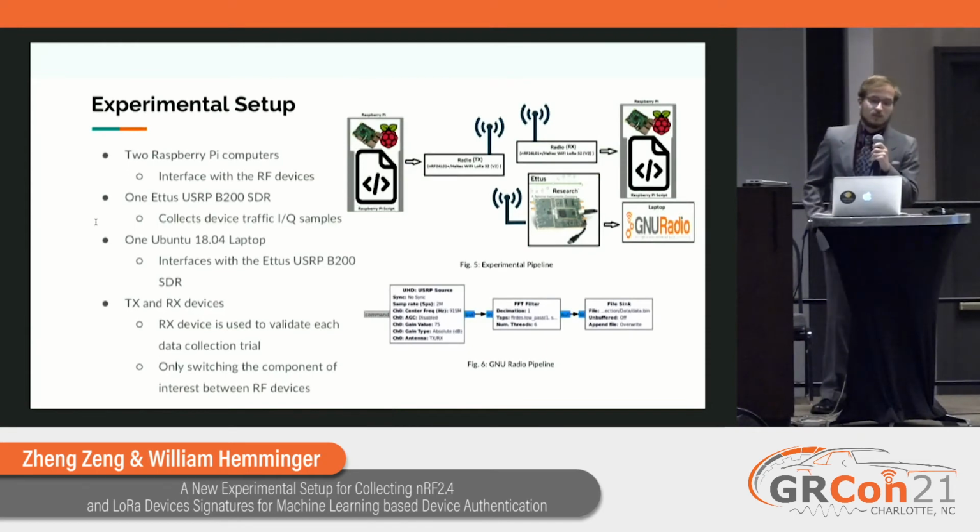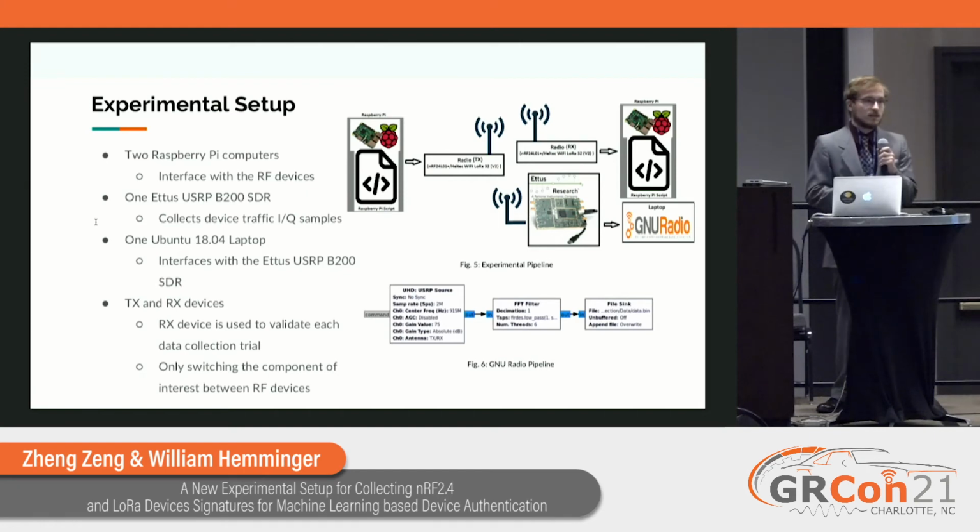Moving on with our actual experimental setup, you can see that we have 2 Raspberry Pi computers. They're interfacing with the nRF devices using C and C++ programs. We also have our EDIS USRP B200 software-defined radio that is using GNU Radio, and that's interfaced with an Ubuntu 18.04 laptop. And the reason why we are using a receiver and not just the B200 on its own is so that we can quickly verify and validate each data collection trial.